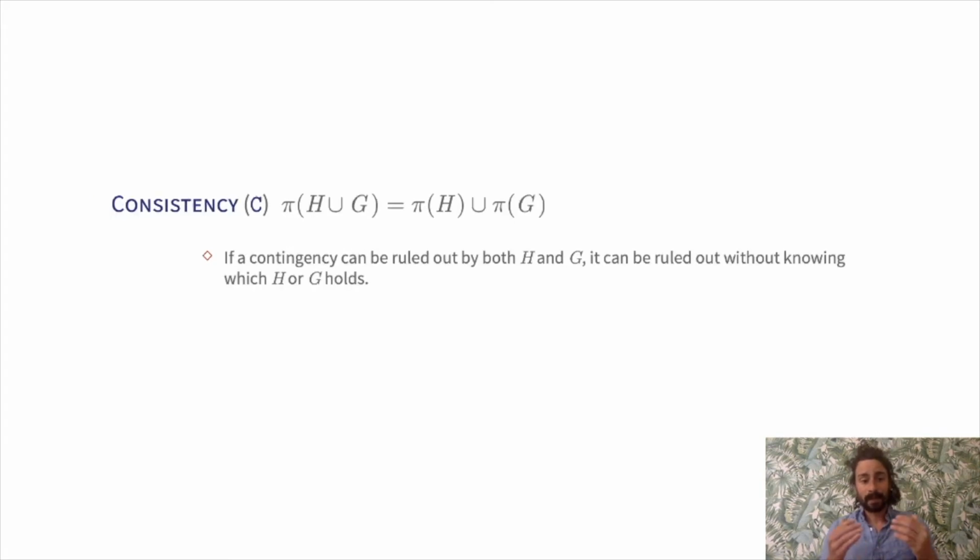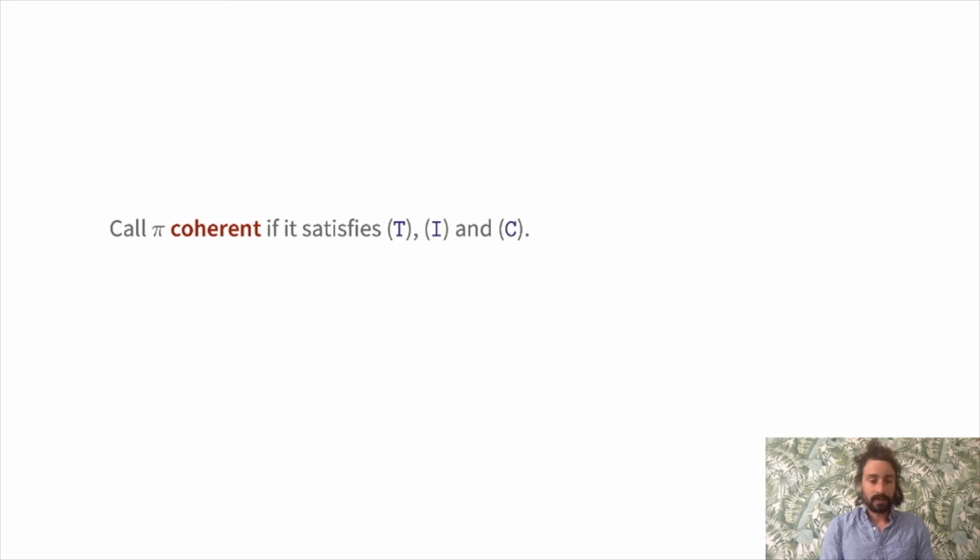And finally, consistency. Consistency says that if some contingency, some state in the state space, can be ruled out both by H and by G, then it can be ruled out without knowing whether H or G holds. Likewise, if something is in either H or G, then it's in the union of H and G. So this interpretation map distributes over unions. We're going to call an interpretation map coherent when it satisfies these three restrictions, T, I, and C.